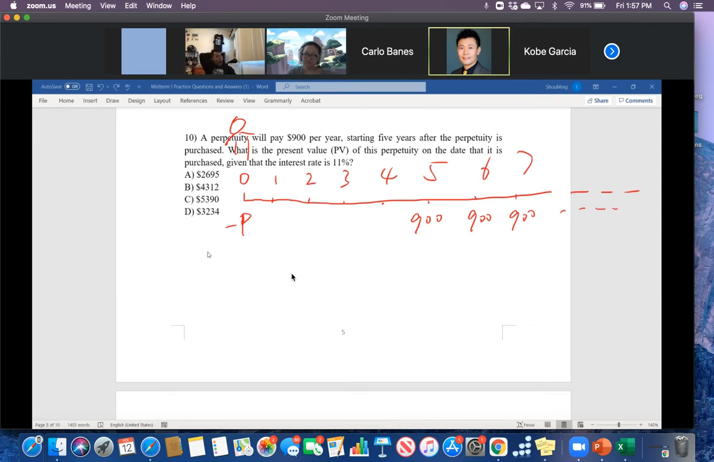So in this case, we need to calculate today's value, the present value. But when we talk about perpetuity, we have a formula, right?